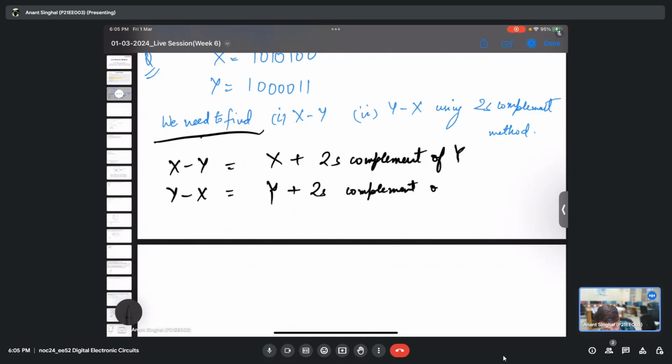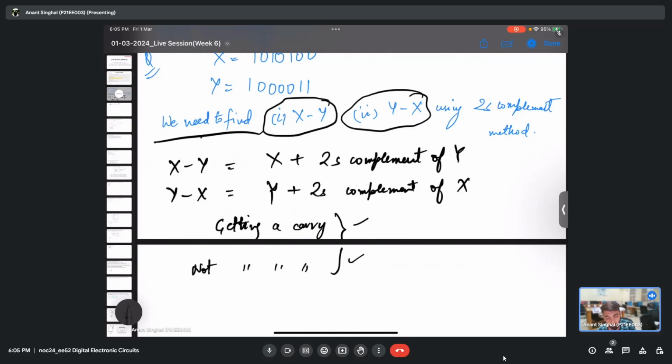There are also two possibilities for the final result: getting a carry and not getting a carry, and there are two methods for handling them. For both of these questions, x minus y and y minus x, one of them will have a carry and one of them will not. I'll teach you how to compute these subtractions using the 2's complement method. So let's start the question again.